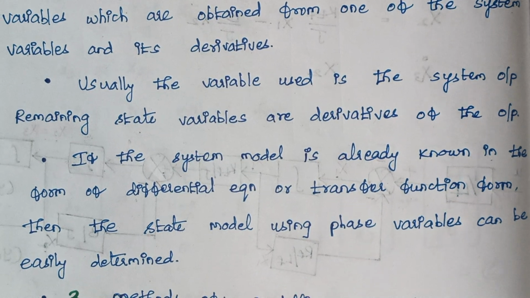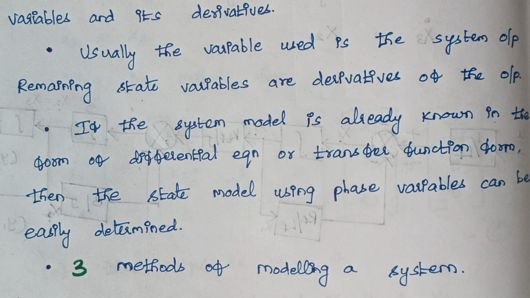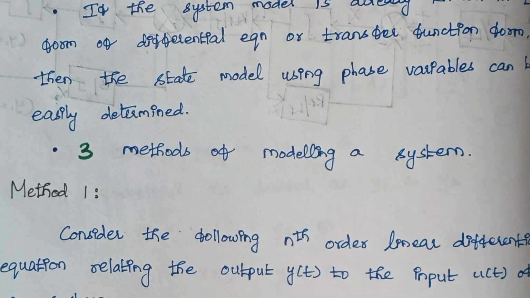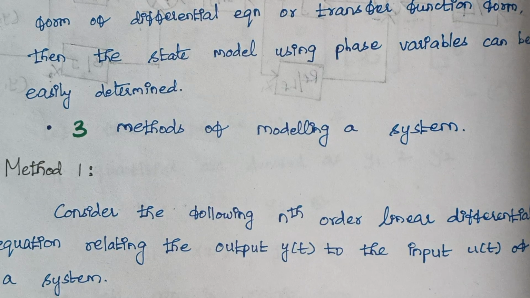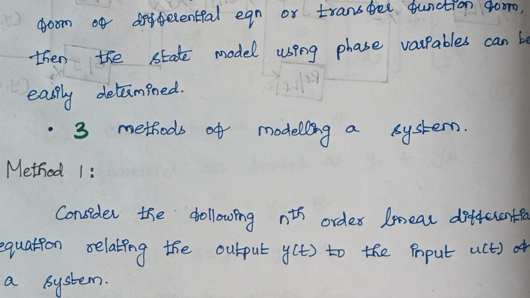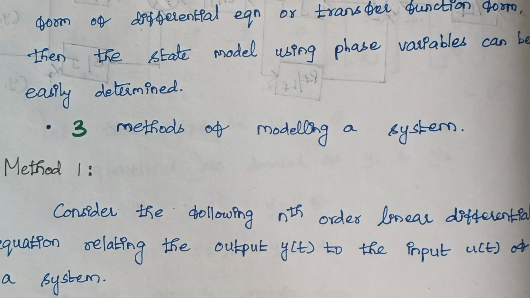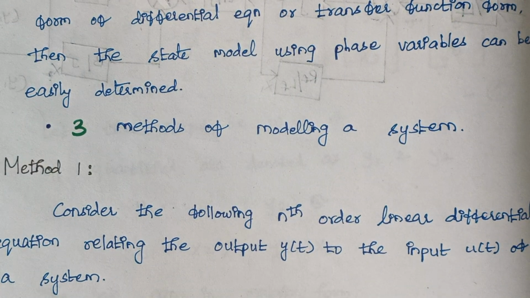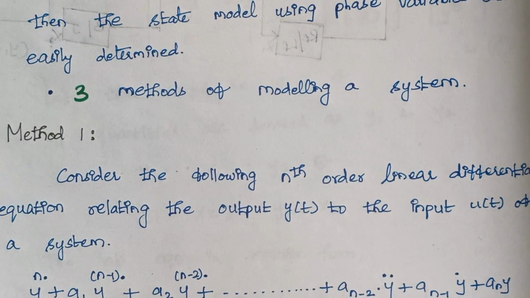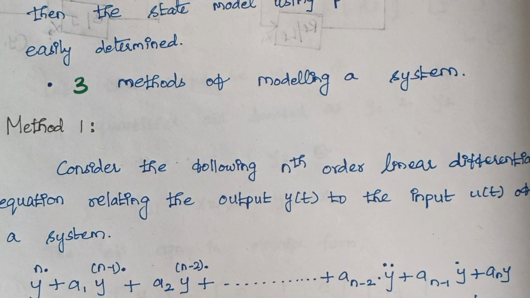Here, three methods are used for modeling a system using phase variables. Right. Now we are going to discuss method 1. So again, this is a general representation. Consider the following nth order linear differential equation relating the output to the input of a system.